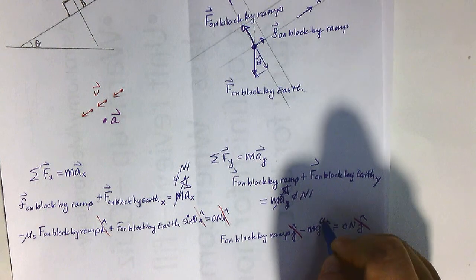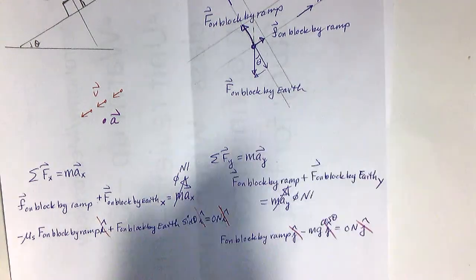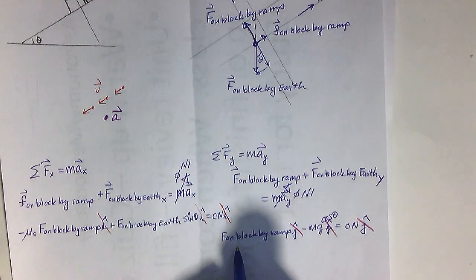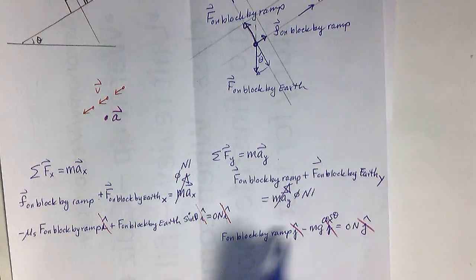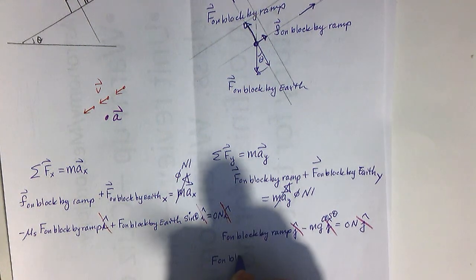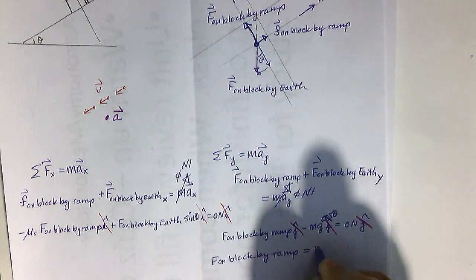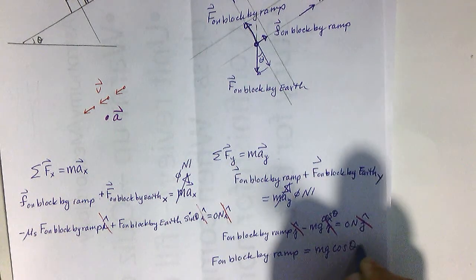Oops, I'm sorry, cosine theta. Thank you, those of you that yelled out. I appreciate that. I got your psychic message. Okay, so it's mg cosine theta. So I have force on block by ramp is equal to mg cosine theta.